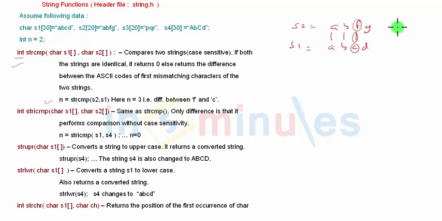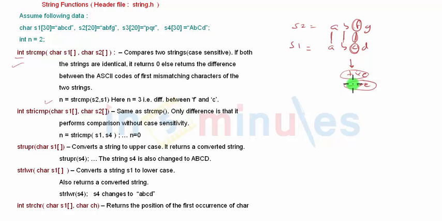The function will not check the further characters. Once it finds the first mismatch, it just gives the value as that difference. So that can be a positive value or a negative value, depending on these two characters. In this case, we have written S2 and S1, so the difference will be taken as F minus C and the answer will be positive. Had it been strcmp(s1, s2), then it will compare this way, A and A, B and B, C and F. In that case it will subtract C minus F and the answer will be negative.